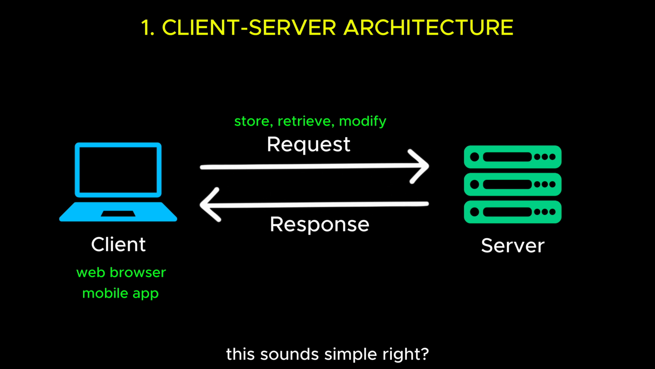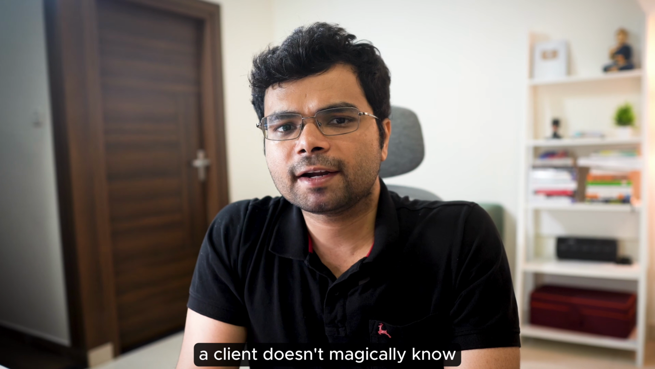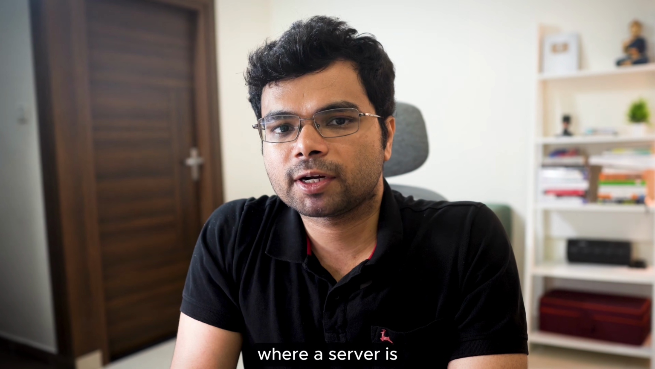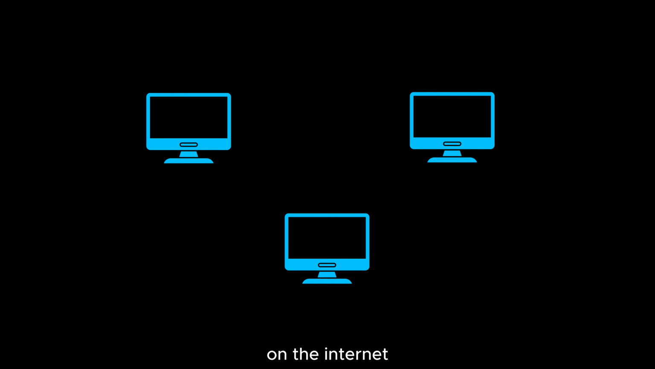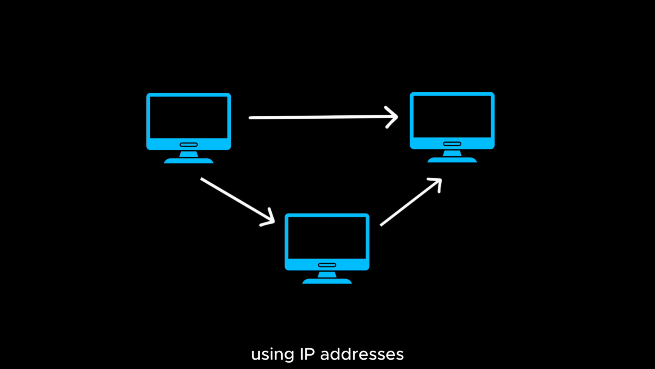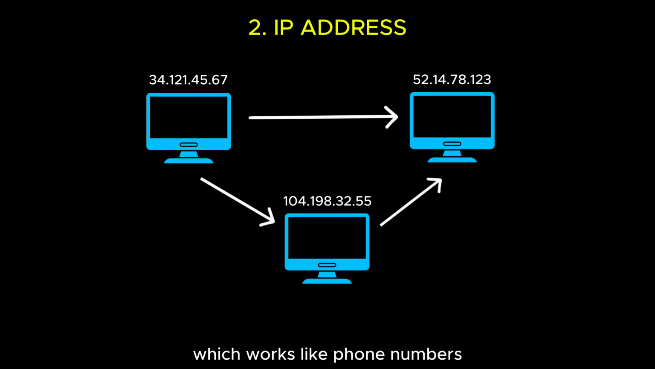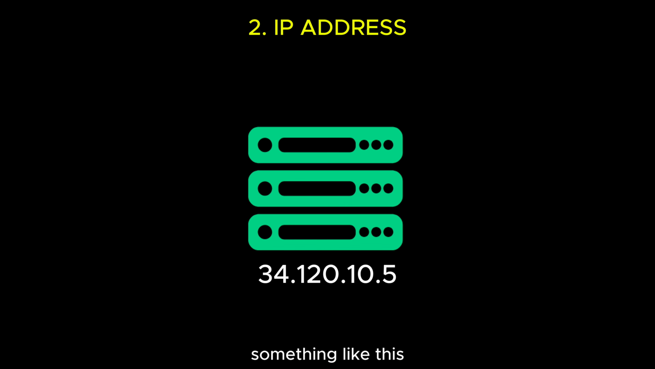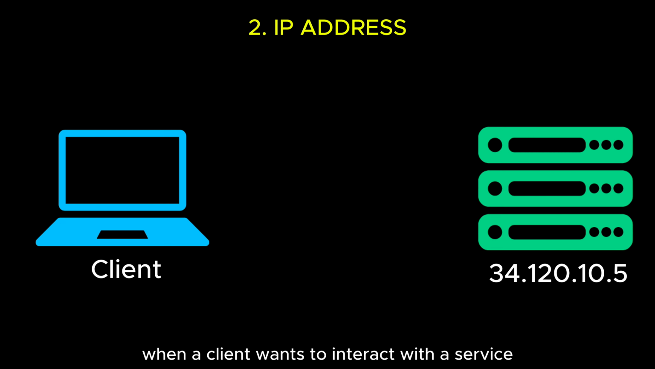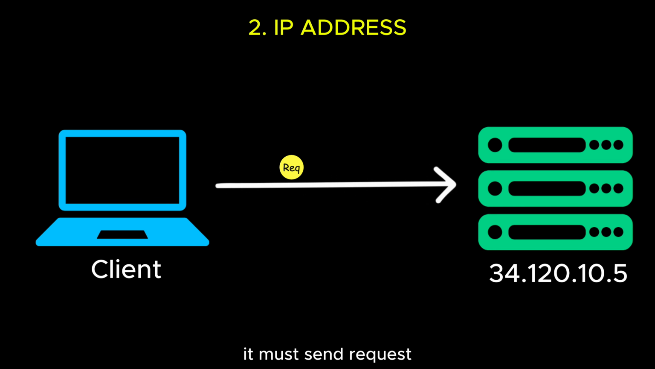This sounds simple, right? But there is a big question. How does the client even know where to find the server? A client doesn't magically know where a server is. It needs an address to locate and communicate with it. On the internet, computers identify each other using IP addresses, which work like phone numbers for servers. Every publicly deployed server has a unique IP address, something like this. When a client wants to interact with a service, it must send requests to the correct IP address.